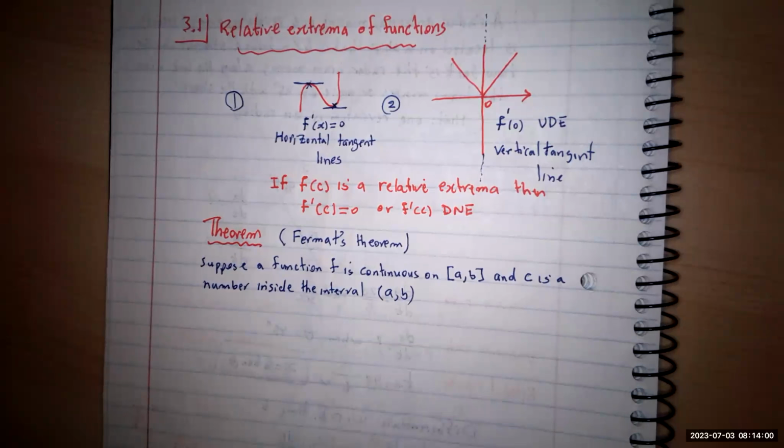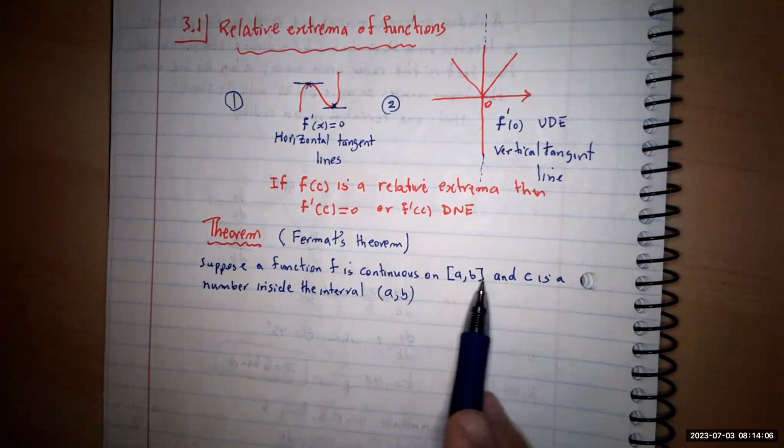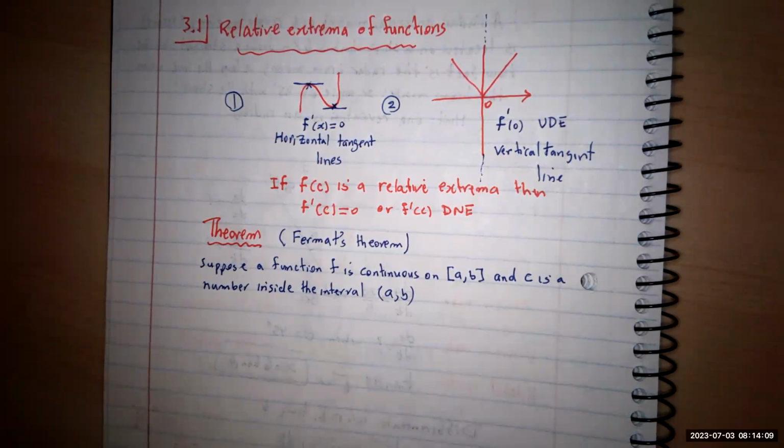One of you asked the other day, and I explained that if you're at a or b, then differentiability is going to be one-sided, and it cannot happen. So this theorem is only true when we talk about the inside points.